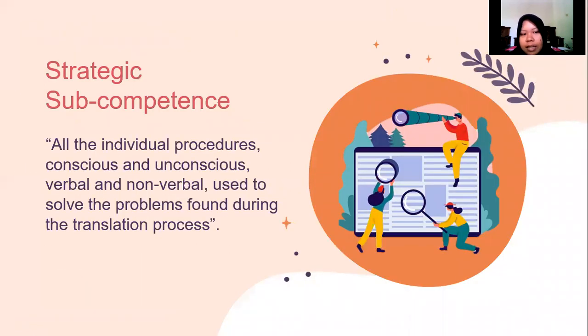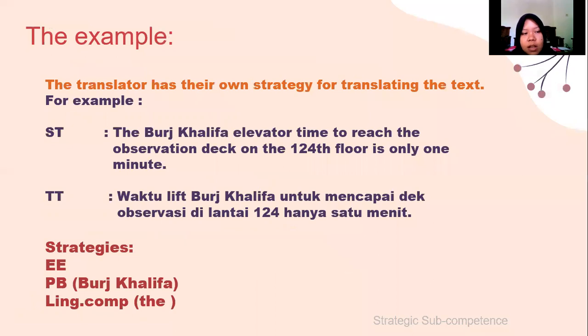Strategic subcompetence. The strategic subcompetence is about all the individual procedures, conscious and unconscious, verbal and non-verbal, used to solve the problems found during the translation process. The example is in the source text: "Burj Khalifa elevator time to reach the observation deck on 124th floor is only 1 minute," and it will be translated into Indonesian: "Waktu lift Burj Khalifa untuk mencapai dek observasi di lantai 124 hanya 1 menit." The translator used 3 strategies to translate the text.